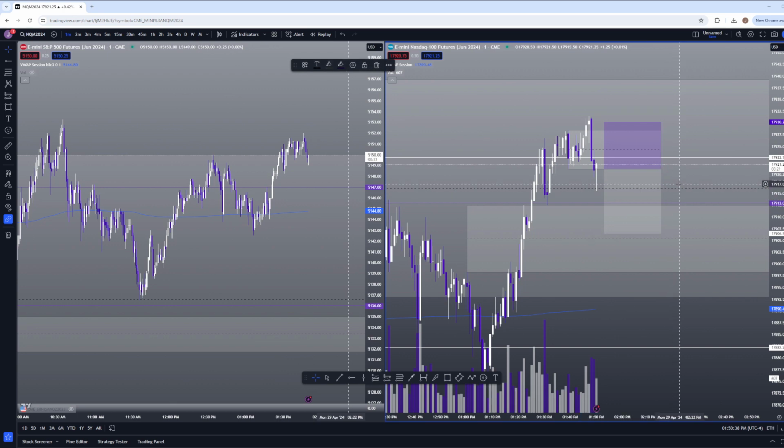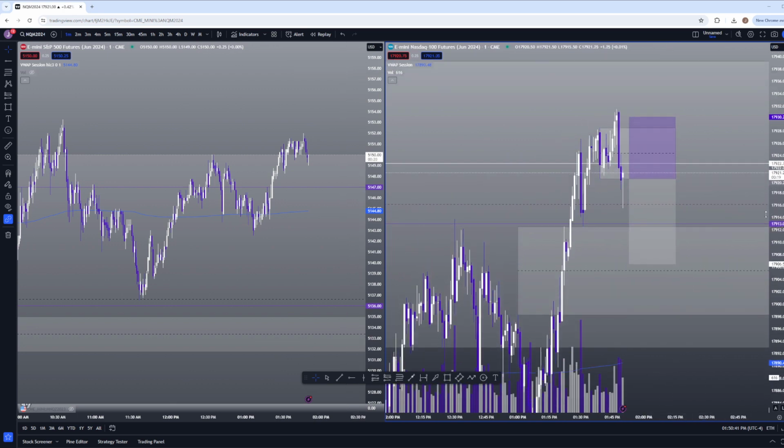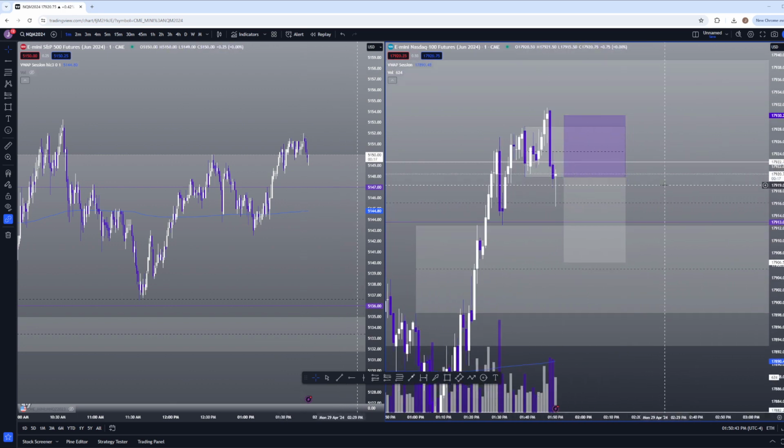But we'll see. We still need to see a reaction off of this breaker, this little 1 minute breaker, for me to go short. Okay, because we're kind of seeing us come back up a little bit, so I don't want to take that trade yet.